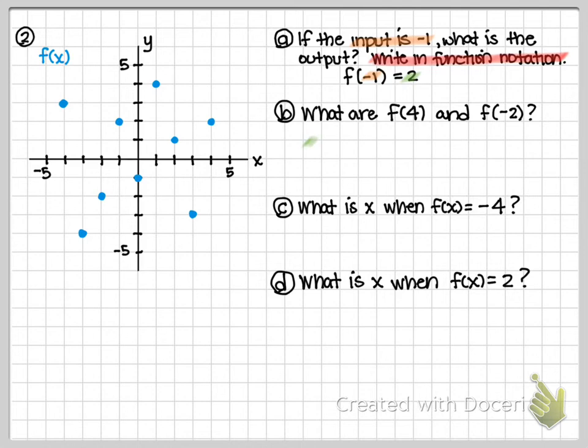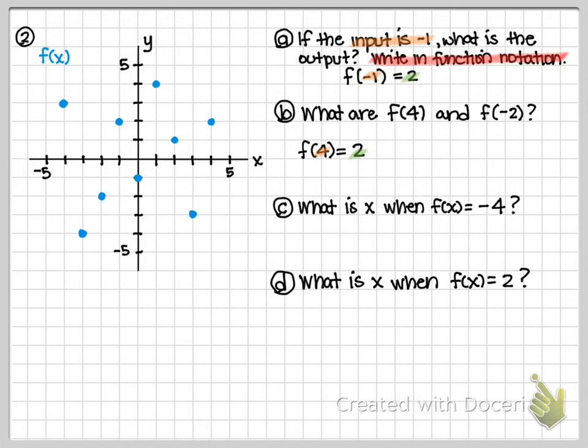Okay, if we want to do f of 4, I'm going to do the exact same thing. I go to the graph, I go out to 4 in the x direction, and then I ask myself, do I go up or down? In this case, it looks like you're going to have to go up 2 units. So I believe our answer to that is 2. So remember, the input and the output.